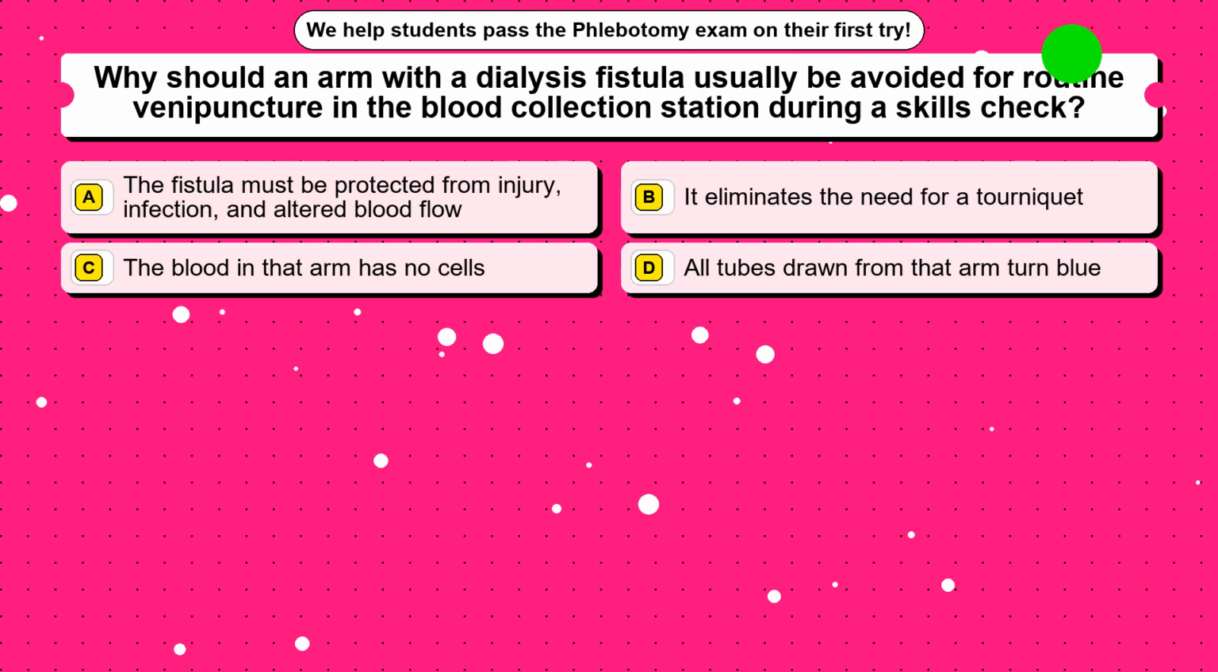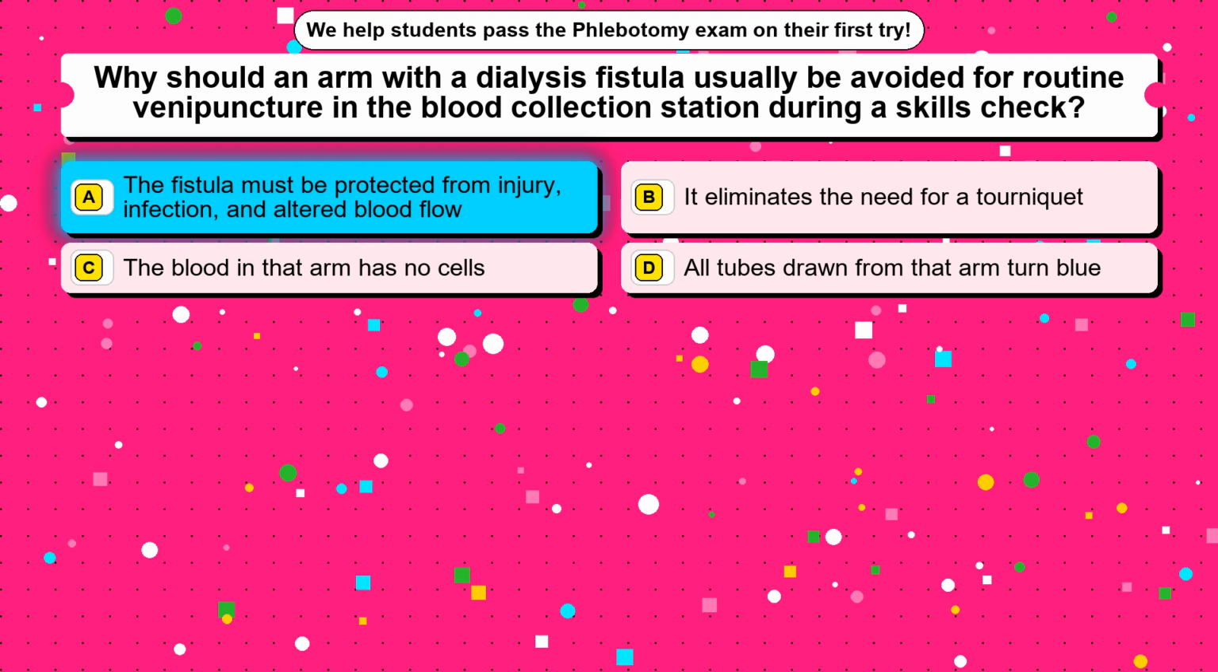Question 42. Why should an arm with a dialysis fistula usually be avoided for routine venipuncture in the blood collection station during a skills check? Option A, the fistula must be protected from injury, infection, and altered blood flow. Option B, it eliminates the need for a tourniquet. Option C, the blood in that arm has no cells. Option D, all tubes drawn from that arm turn blue.